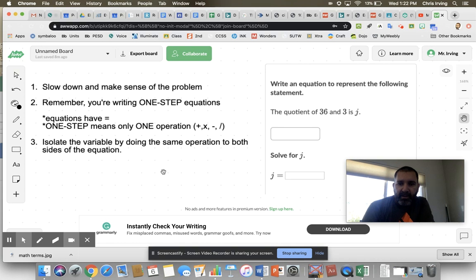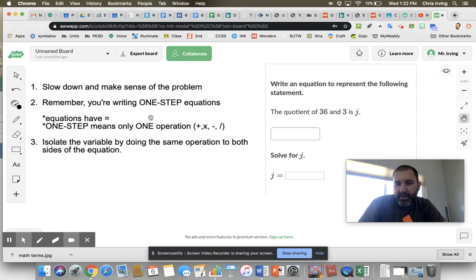Well, we can do that. This is going to be one of the easier ones that you see. Okay, on the left-hand side, I've given you 3 quick steps that you can follow. Number 1, slow down and make sense of the problem. If you read it too quickly, you're going to miss something that's important, and you're going to make a mistake. So slow down, make sense of what this problem here is trying to say to you.